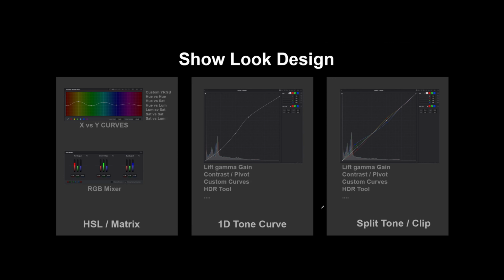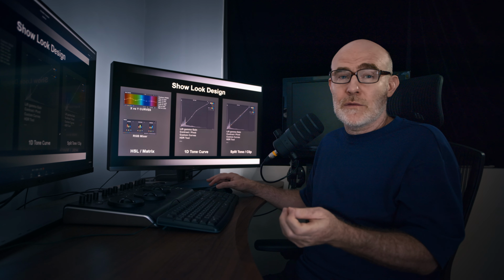Okay, so with those three sections in mind, the order in which these are applied is totally up to you, and this is part of the look design choices. I normally do my HSL and Matrix first, then I will do my 1D tone curve, and then I will do my split toning and any clips and final tweaks after that. That's mostly how I work, but it might be different for a specific job.